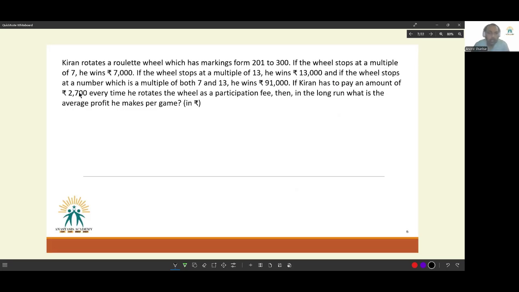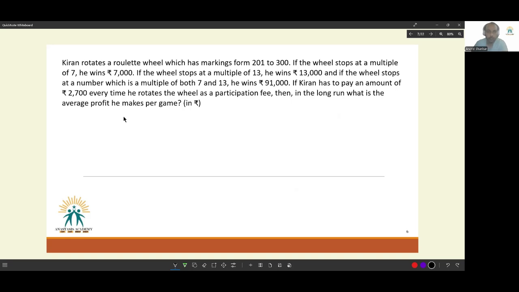Next, Kiran rotates a roulette wheel which has markings from 201 to 300. So 100 possibilities are there. If the wheel stops at a multiple of 7, he wins 7,000. If the wheel stops at a multiple of 13, he wins 13,000. And if the wheel stops at a number which is a multiple of both 7 and 13, he wins 91,000. If Kiran has to pay an amount of 2,700 every time he rotates the wheel as a participation fee, then in the long run, what is the average profit he makes per game?